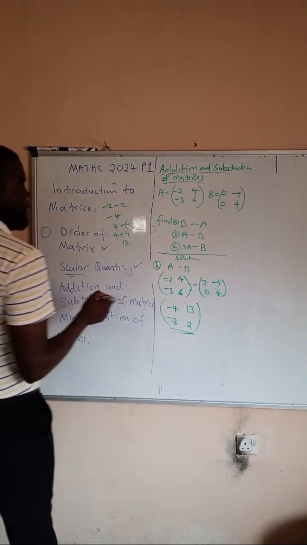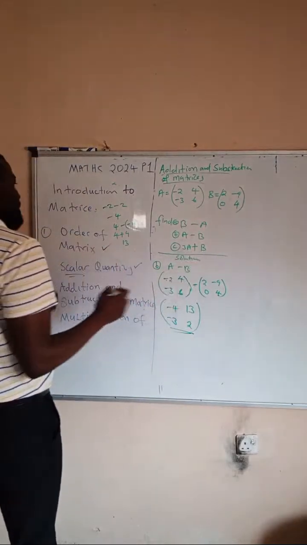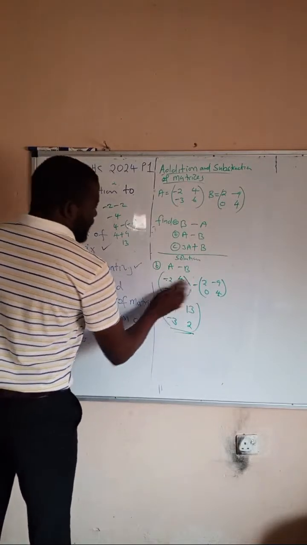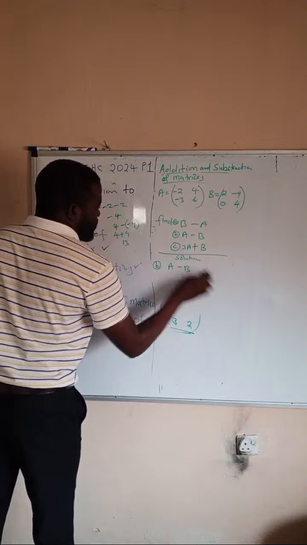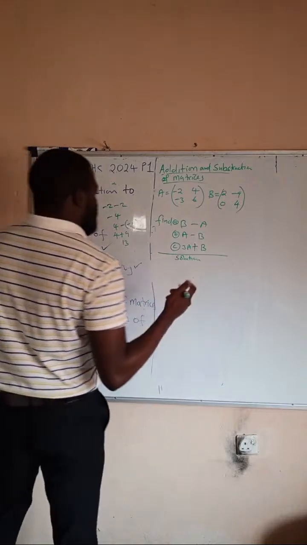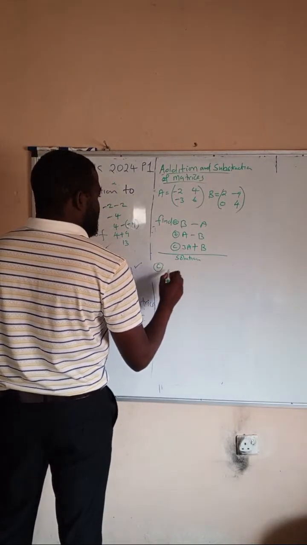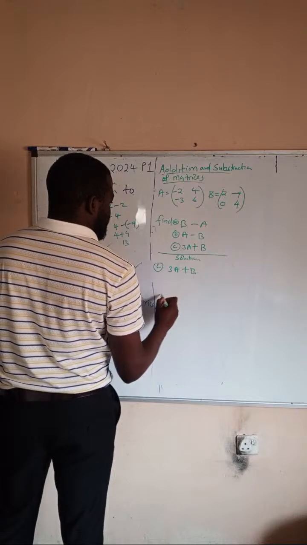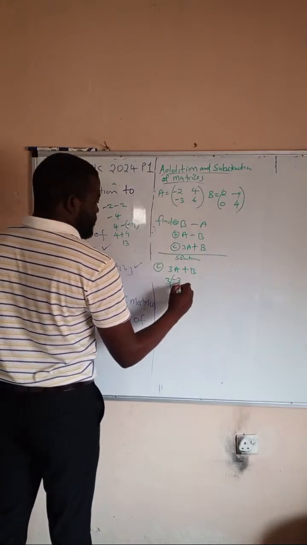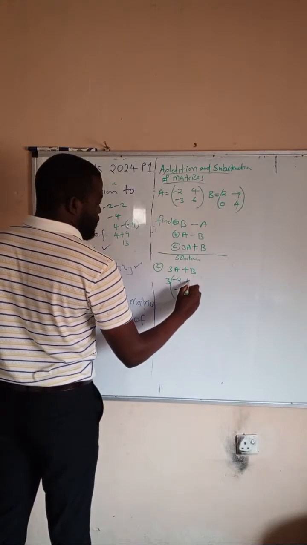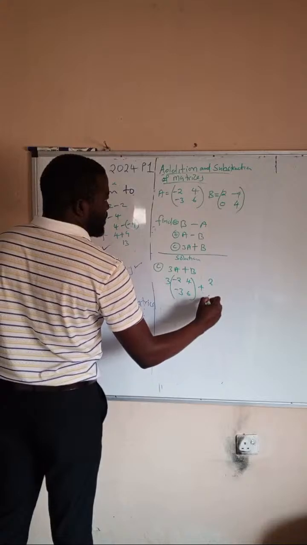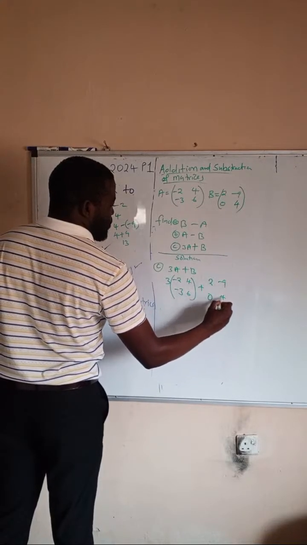Okay, this one I'll make it and do addition, since these two are for subtraction. Let's solve question C, which is the last question on the addition and subtraction. Question C is 3A plus B. So 3 multiplied by matrix A. Matrix A is -2, -3, 4, 6, plus B. B is 2, 0, -9, 4.